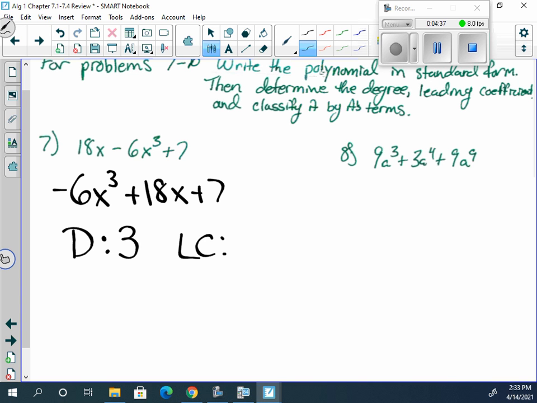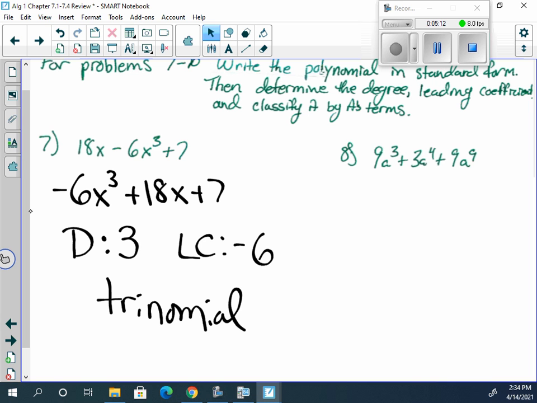Leading coefficient is negative 6, the number in front of the variable with the biggest exponent. Since the biggest exponent is x to the third, our leading coefficient would be negative 6. Now, the only other thing we need is to classify it by its terms. Well, how many terms do we have? So this would be a binomial. Binomial is 2, trinomial is 3, monomial is 1.